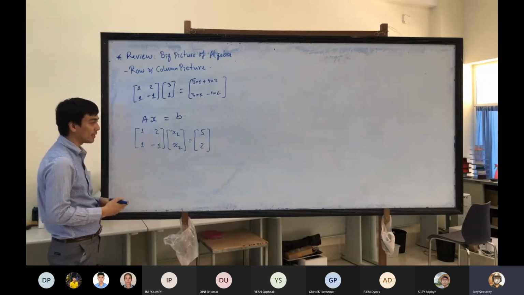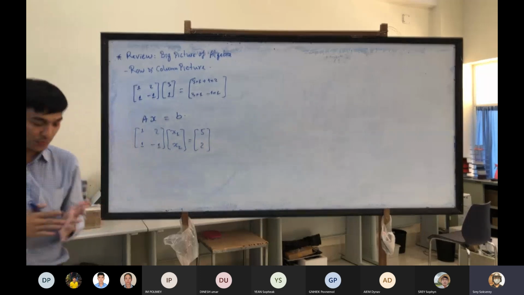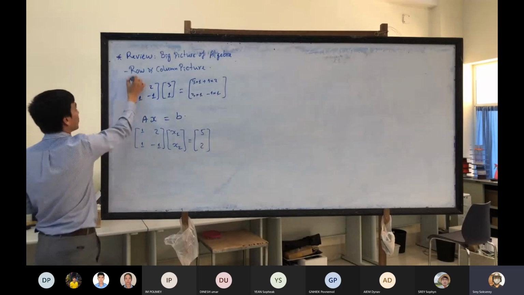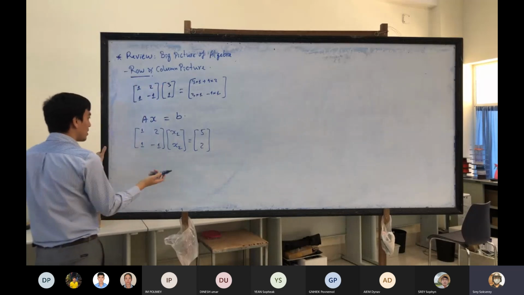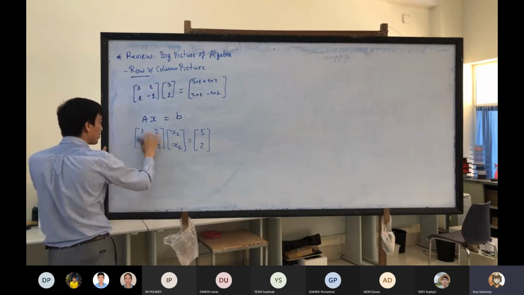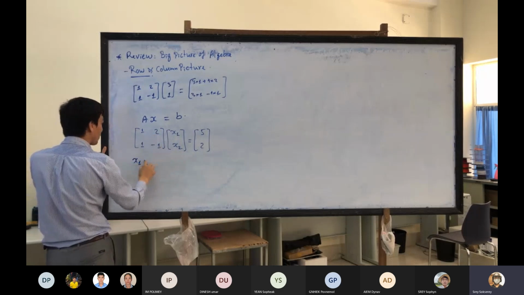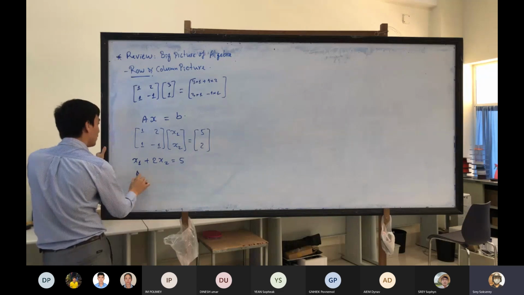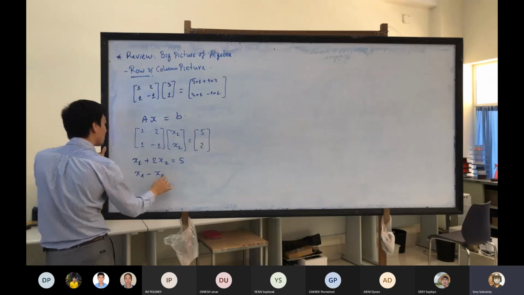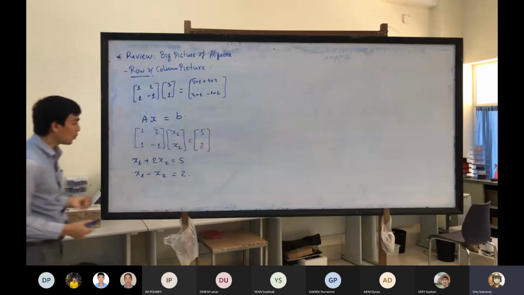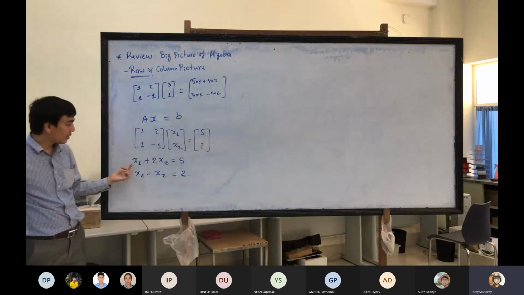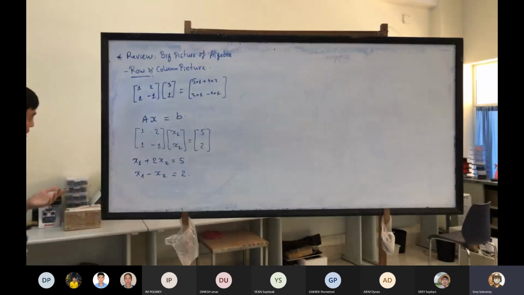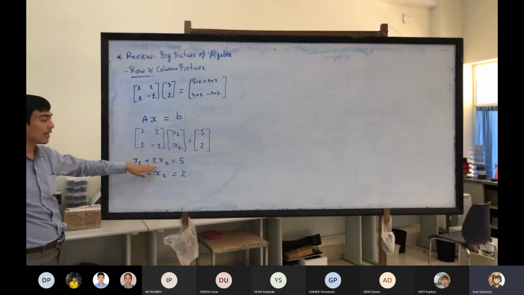You can solve it directly, but today, not just to solve it, I want you to understand the pictures. So what can you see from here? First, the row picture. What does the row picture look like? First, you multiply it, you have h1 plus 2h2 equals 5, and then h1 minus h2 equals 2. What you can see here is there are 2 variables, so in the graphical representation, you can see this is a line.